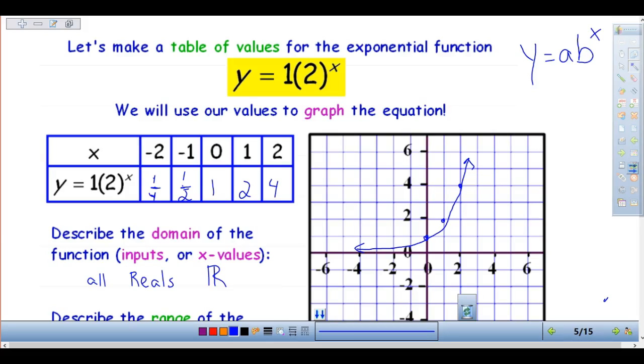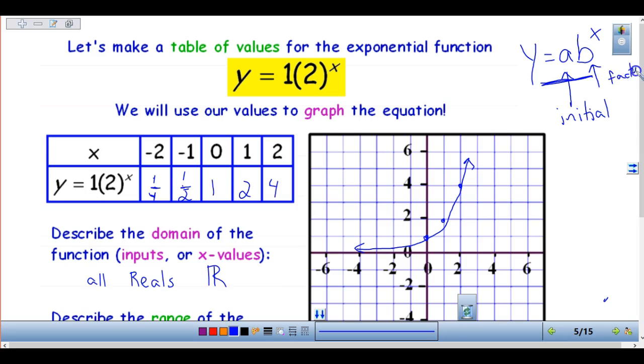Good afternoon, class. I'm going to finish the notes with you on section 7.6. Let's just review what we had done on Tuesday. You'll notice that I have the equation here for an exponential function, y equals a b to the x power. A, remember, is our initial or our starting point. And then b is that growth factor on how it's going to change.